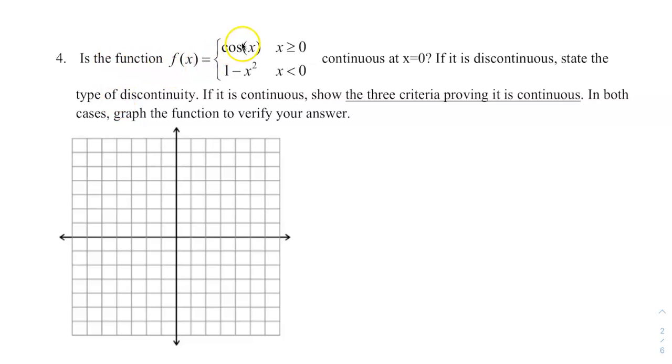Is the function f of x equals cosine x for x greater than 0, 1 minus x squared for x less than 0, continuous at x equals 0? If it's discontinuous, state the type of discontinuity. If it's continuous, show 3 criteria. So let's do the 3 criteria.